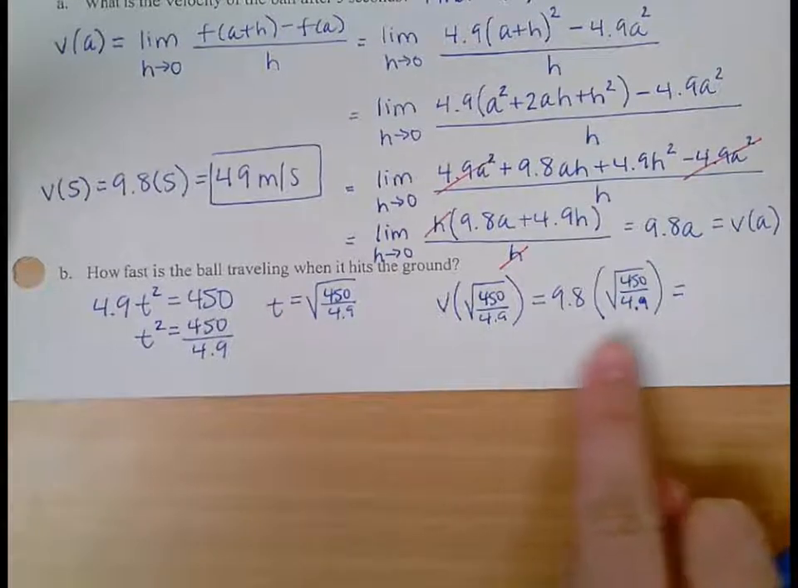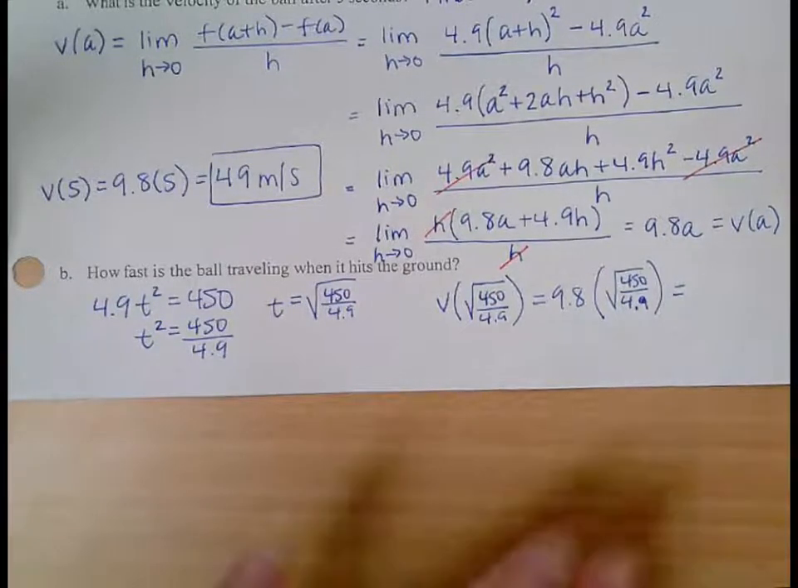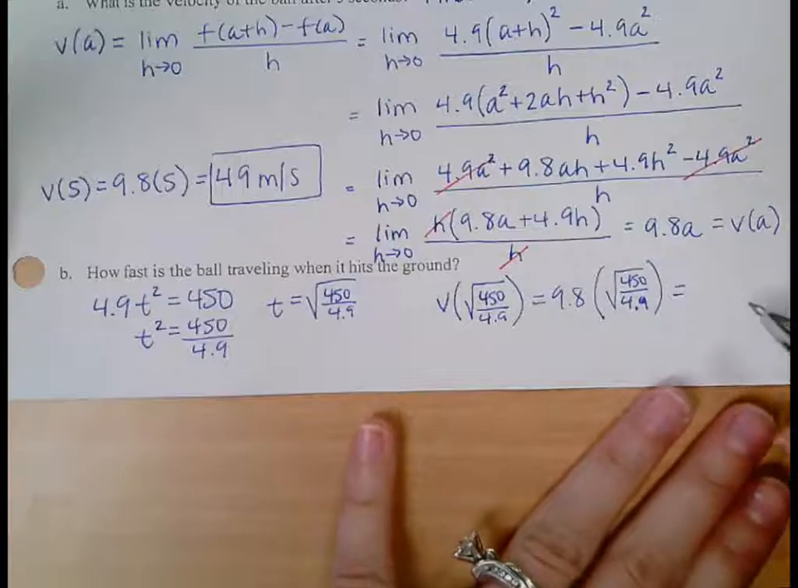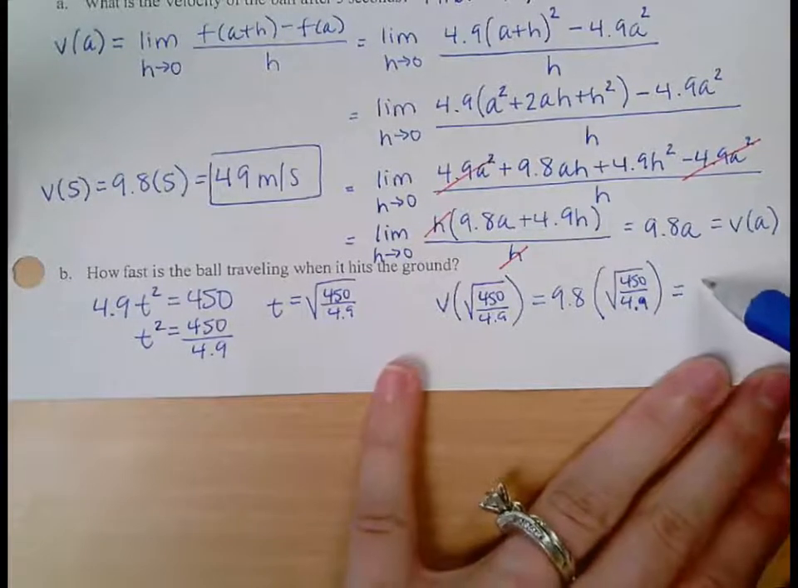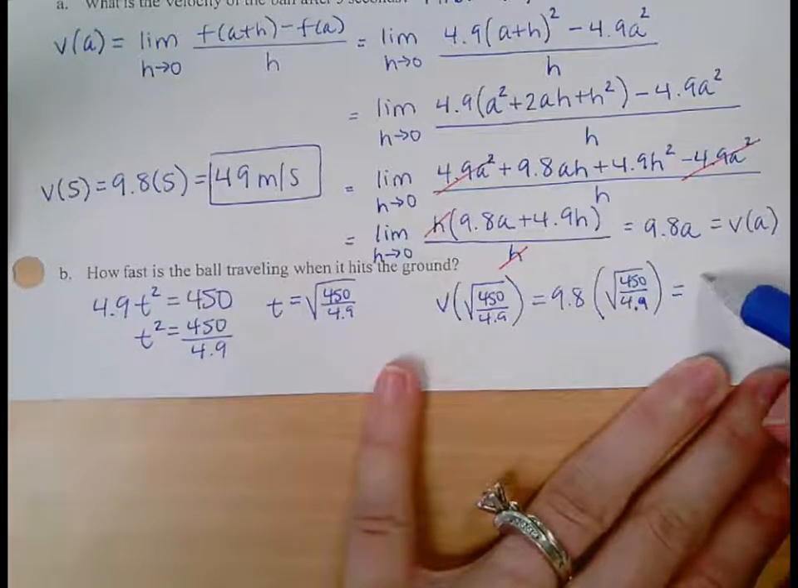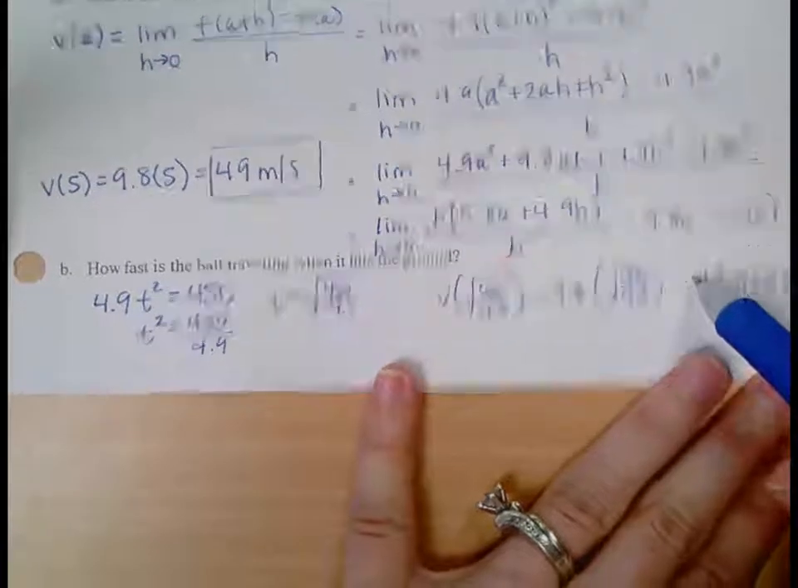All right, so in doing this, what should you be rounding your answers to? 3 decimal places at least. You don't need to worry about sig figs. 3 decimal places. So it's about 93.915 meters per second.